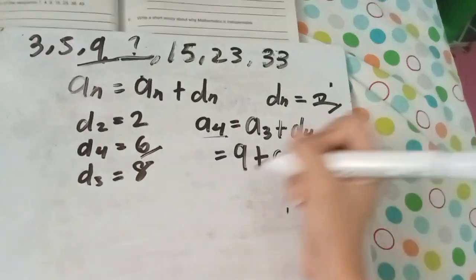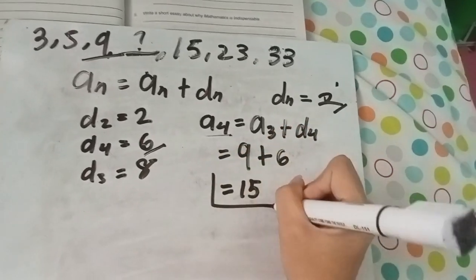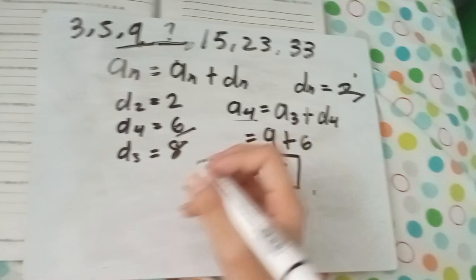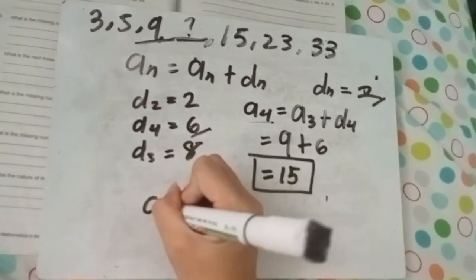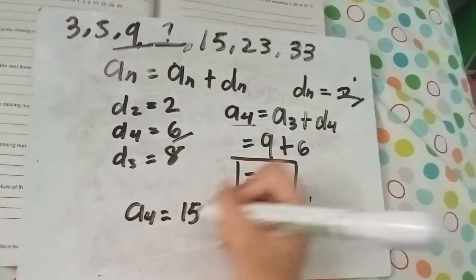Then add the given numbers, which is 9 plus 6 is equal to 15. Therefore, the fourth term is 15. Fifteen will be the final answer.